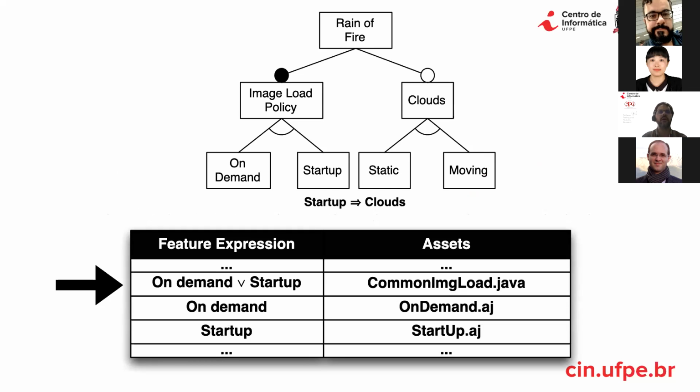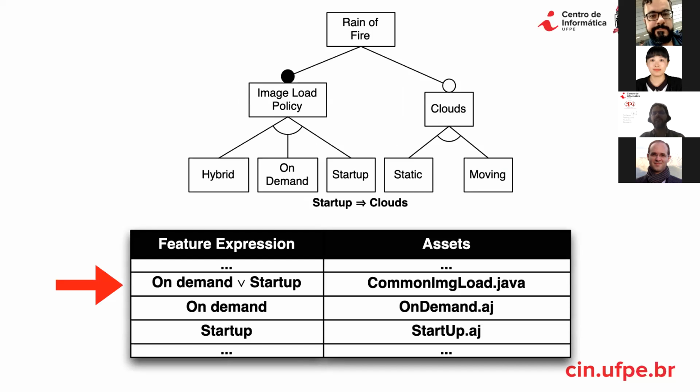So focus now on this particular row where we have on-demand or startup associated with this class common image load. You see in the feature model that both on-demand and startup are different image loading policies, but they're both image loading policies. So you have some common code between those two. So here we express that by saying that if you select either of these, you include the common image load class file. But what happens when you add a new feature?